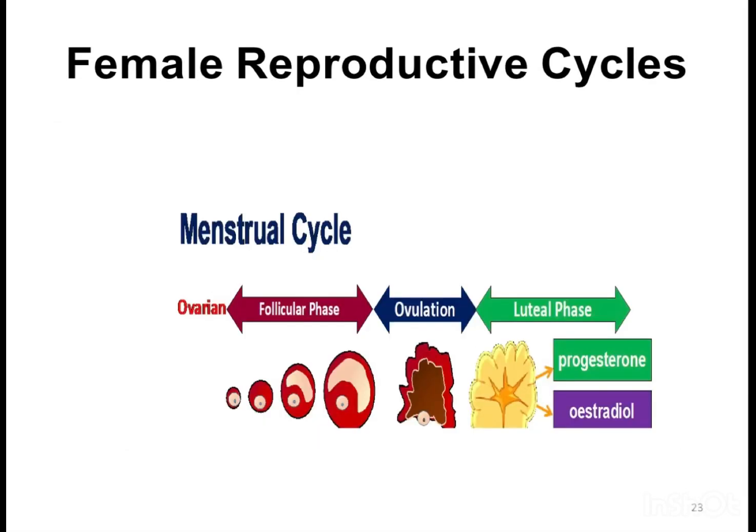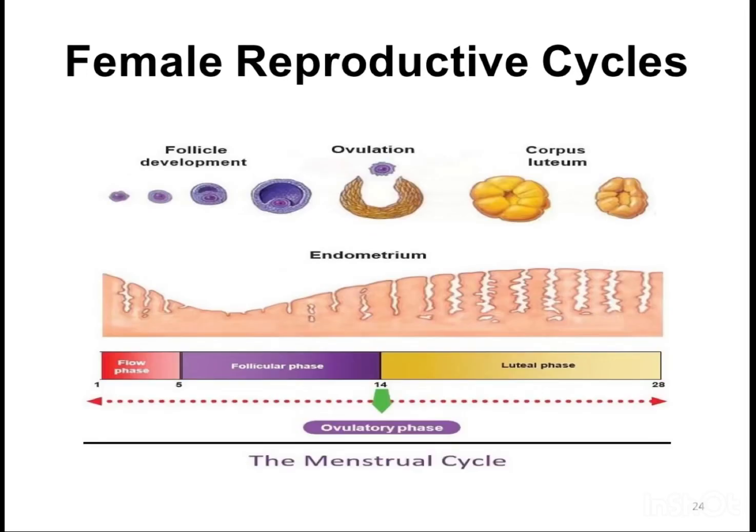Female reproductive cycles. Menstrual cycle. Ovarian cycle: follicular phase, ovulation, luteal phase. Progesterone, estradiol. Follicle development, ovulation, corpus luteum. Endometrium: flow phase, follicular phase, luteal phase, ovulatory phase. The menstrual cycle.